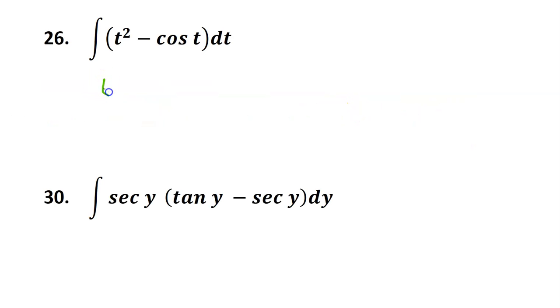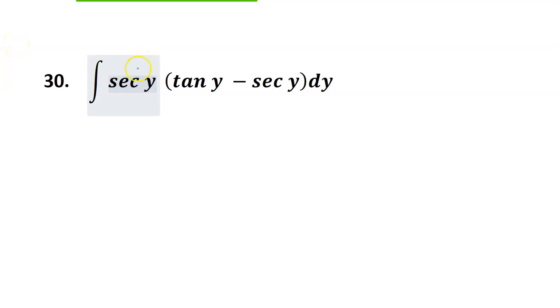Integrating term by term, t squared will become t to the 3rd power, and then I divide by my new exponent, so I will have a 1/3 out in the front. The antiderivative of cosine. I'm thinking to myself, the derivative of what is cosine? The derivative of sine is cosine, so that is the antiderivative. So I'll just bring down the minus sign. And don't forget the plus c.